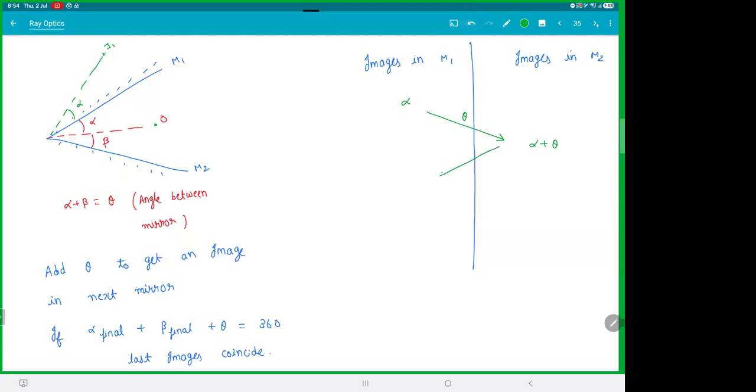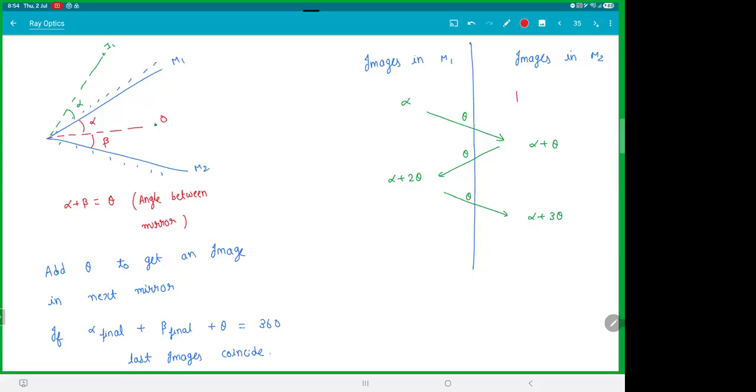So again, you will put a theta here. So this will be alpha plus 2 theta. Meaning this image in M2 formed an image in M1 at an angle of alpha plus 2 theta from M1 mirror. You're getting it? You keep playing like this. Then again, you add in theta. This will be alpha plus 3 theta and so on.